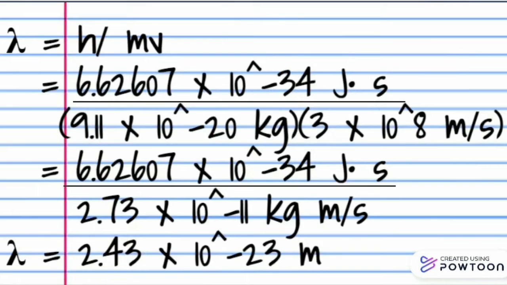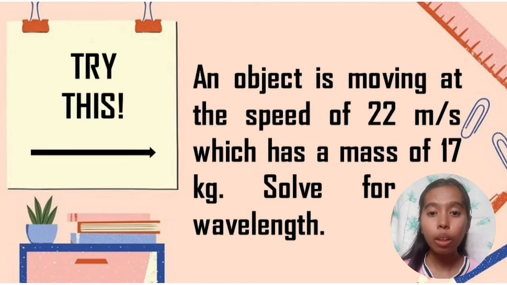So, divide the Planck's constant and the 2.73 times 10 raised to negative 11, and we will get 2.43 times 10 raised to negative 23 meters. So that is the wavelength of that electron. Now try to solve this problem.